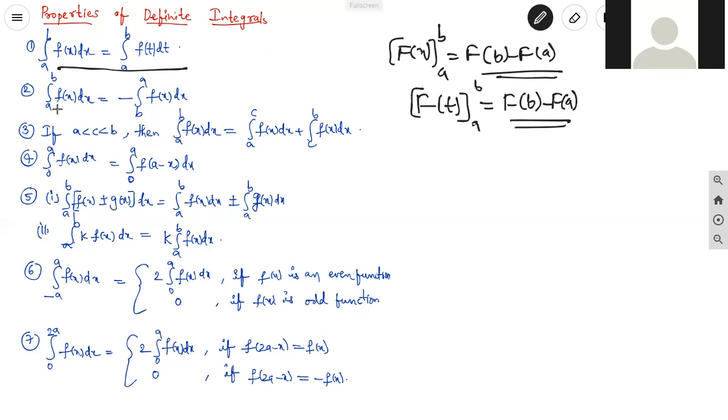And the second one, integral a to b f of x dx is equal to negative of integral b to a f of x dx. The integral a to b f of x dx, we can take the common minus, then we are getting F of a minus F of b. This is equal to minus of integral b to a.